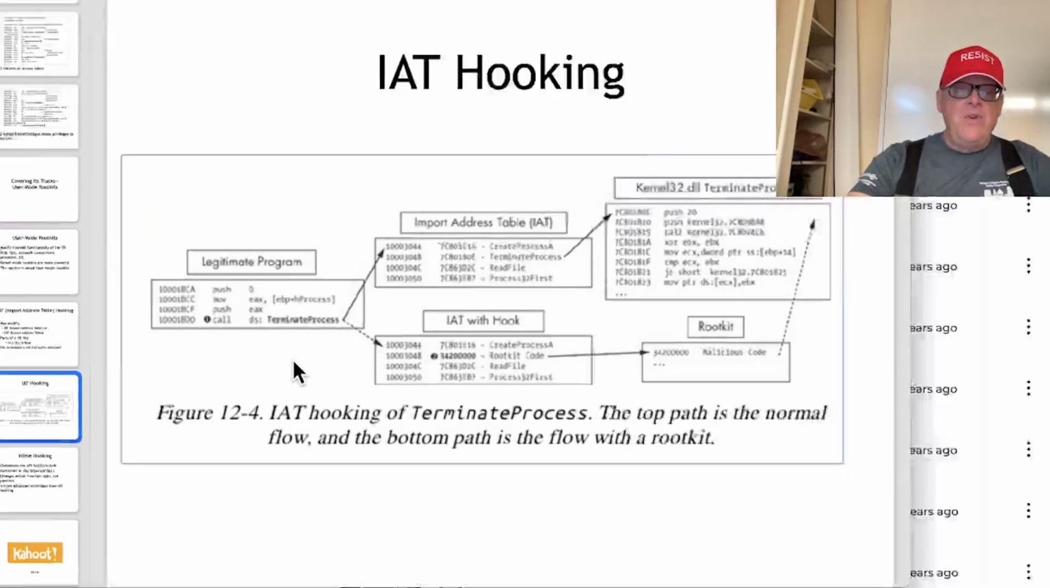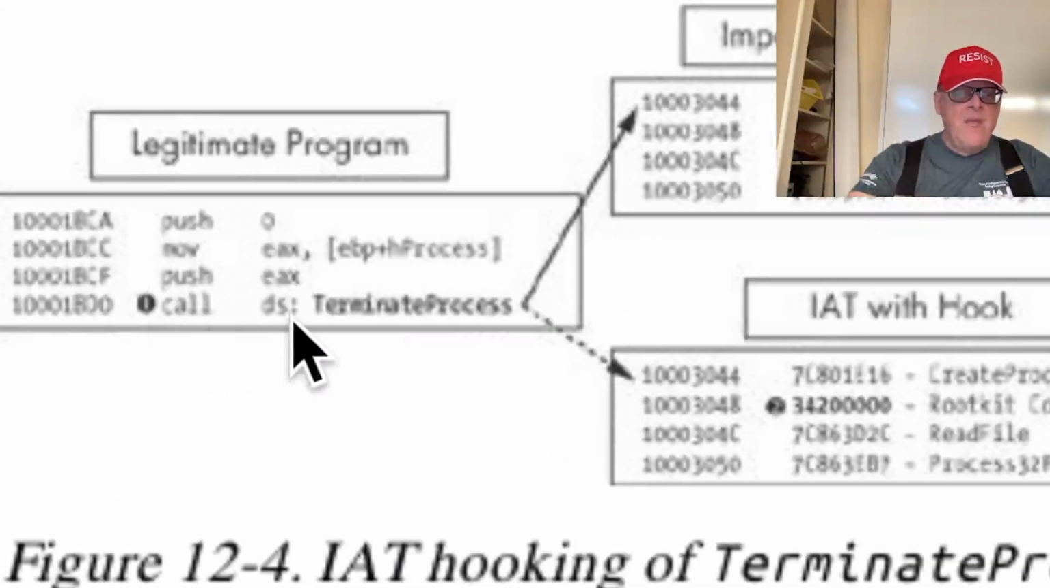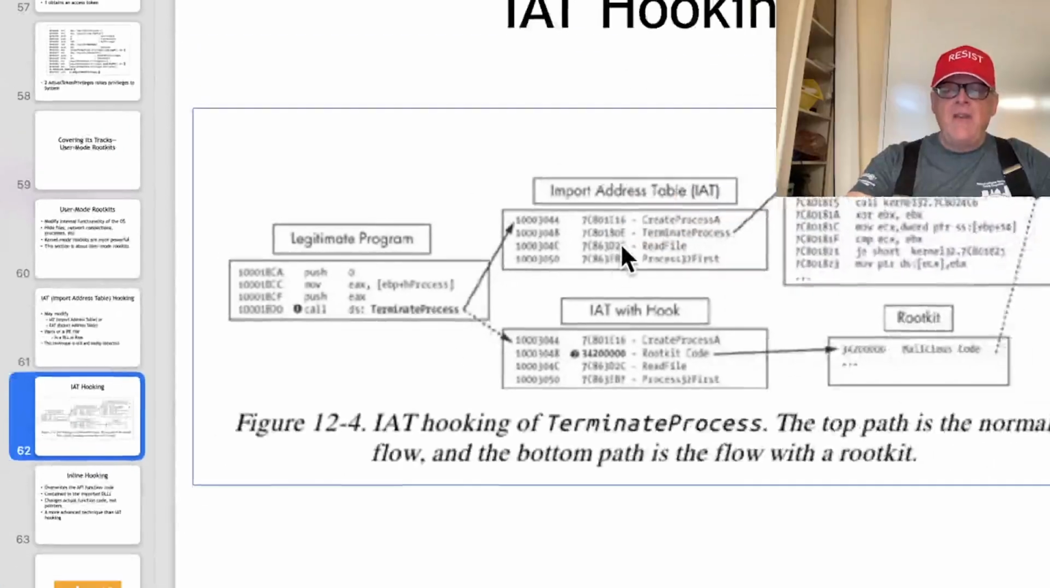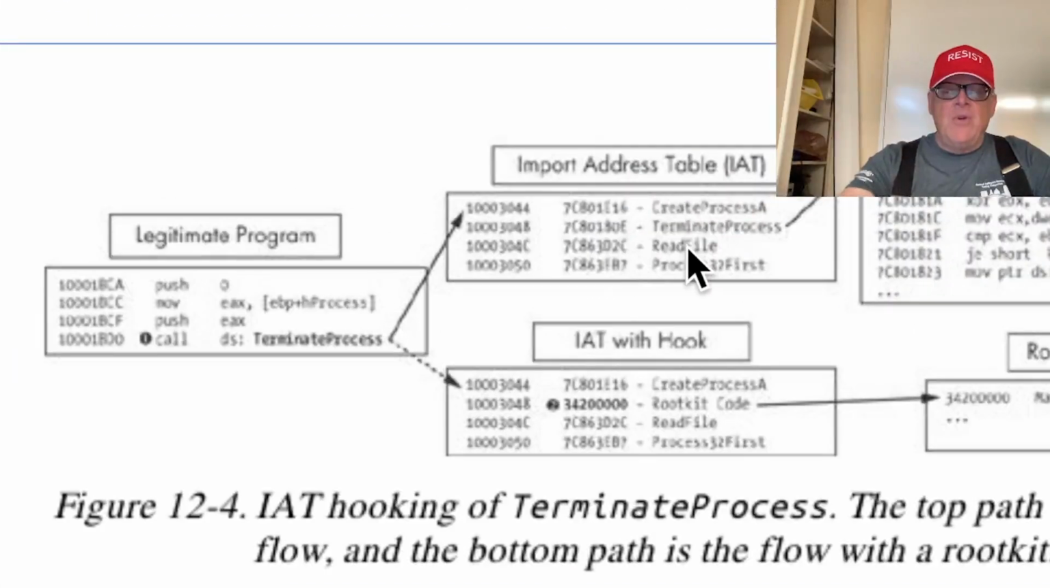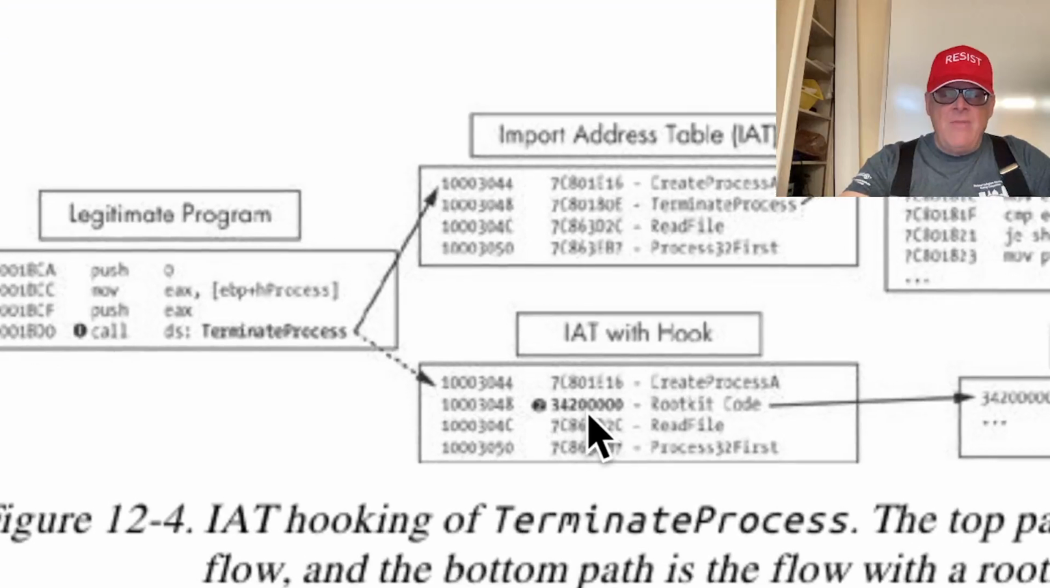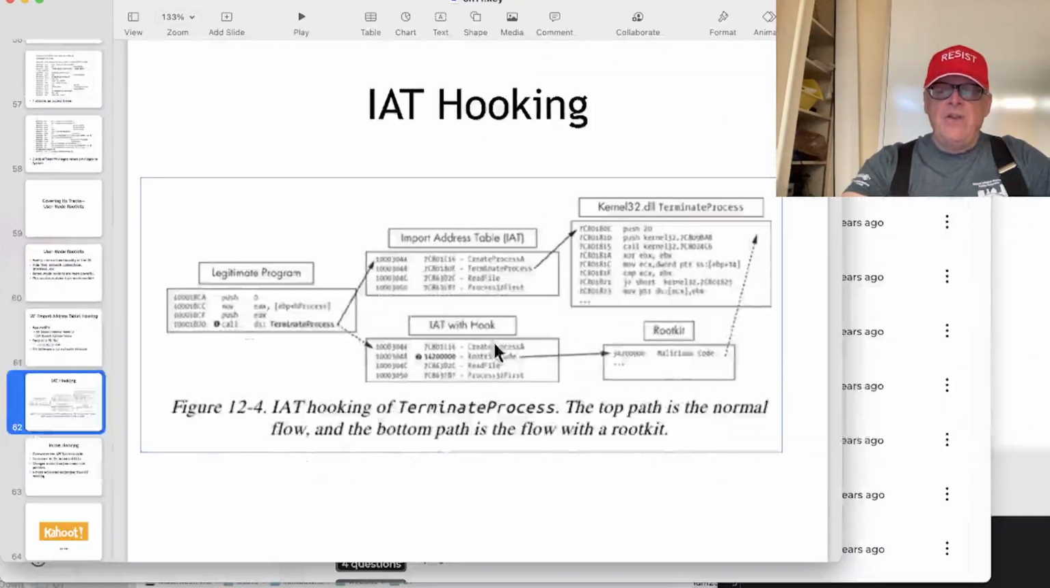And it looks like this. You have a legitimate program here, which is going to call TerminateProcess, but it goes to its import address table to find the CreateProcess, and with the hook, it's going to have a malicious number here. The real functions are all at 7C, but the fake one is here at 34, so the hook will go to the wrong place. This is a user mode rootkit. That's how they all work.